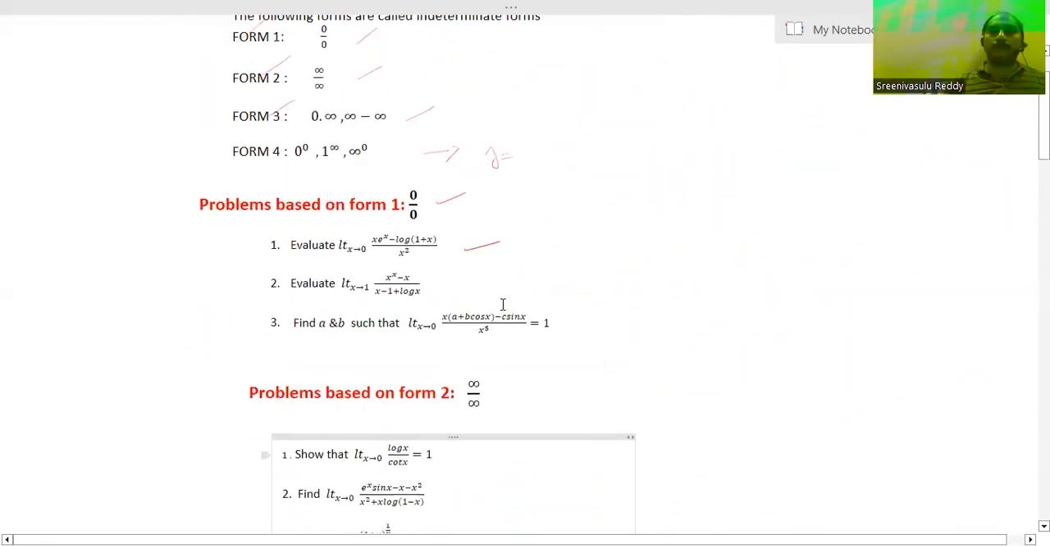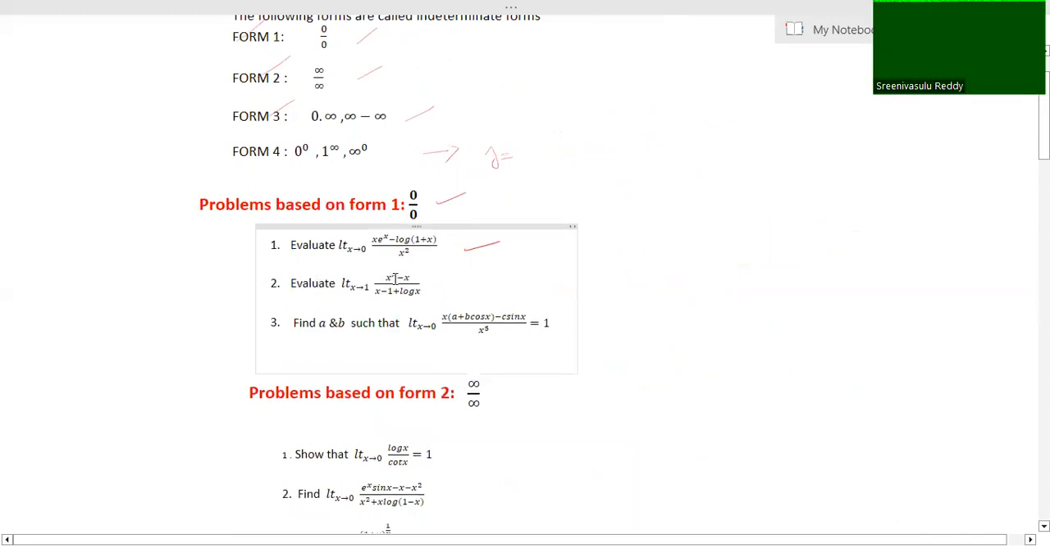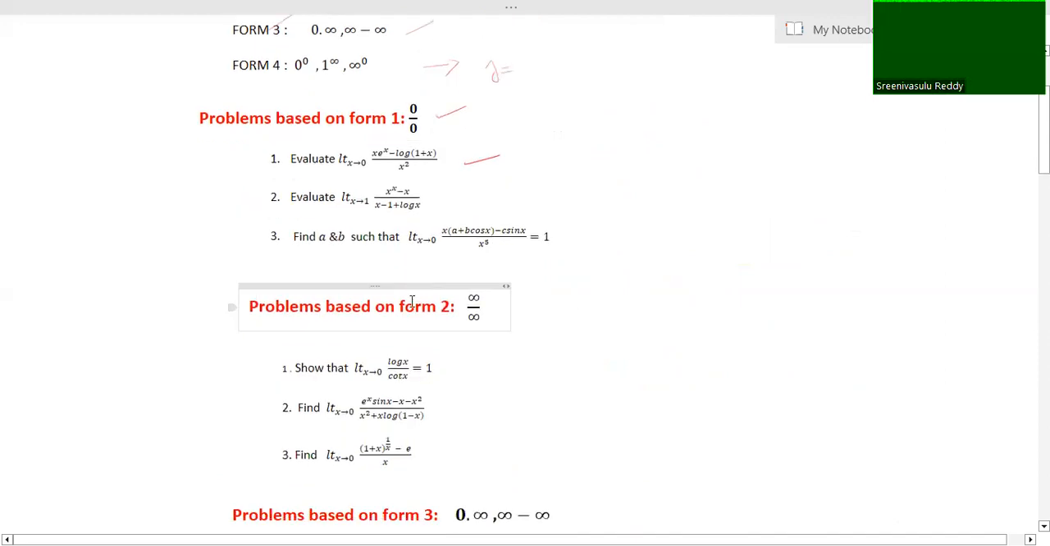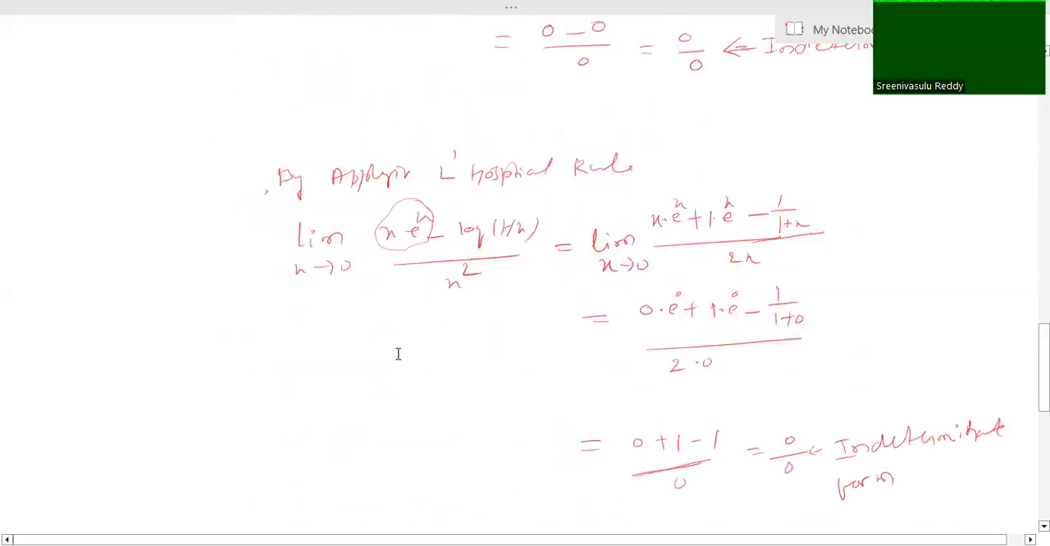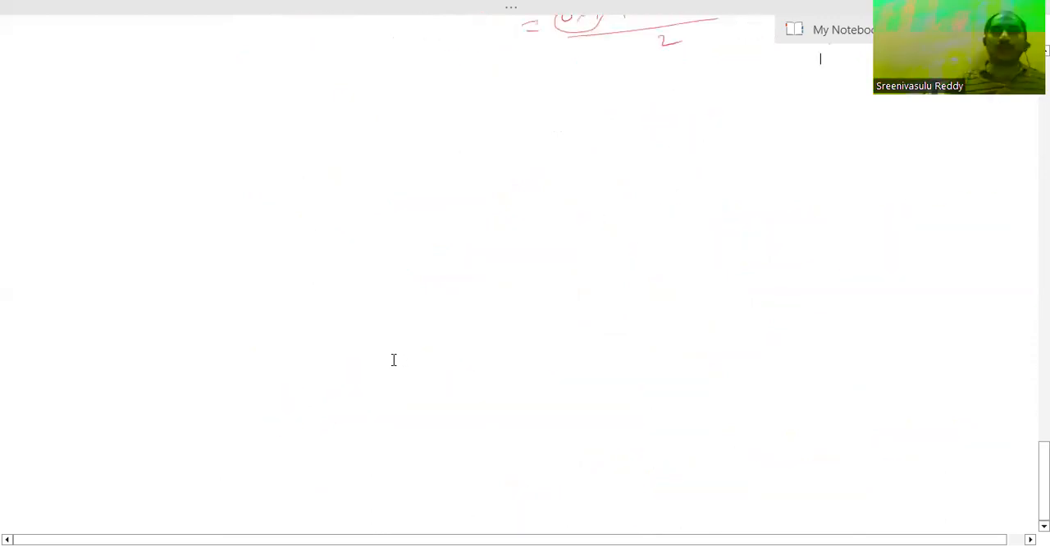Next, the second problem. The second problem is somewhat more tricky because x power x is there. We also get 0 by 0 form, but anyhow, be alert whenever you solve the second problem, or whenever they ask it in the examination, because an exponential function is involved. x power x. Second problem.